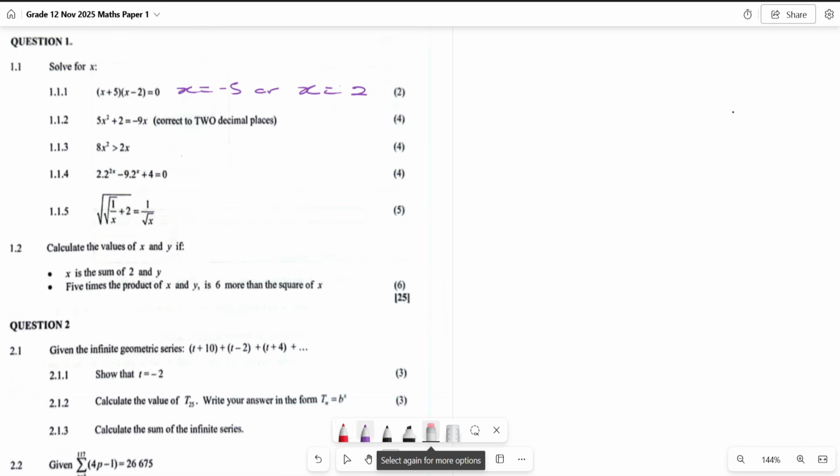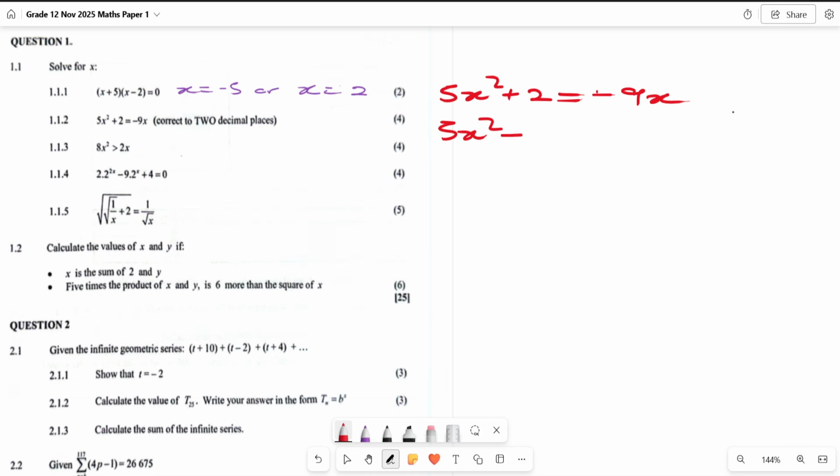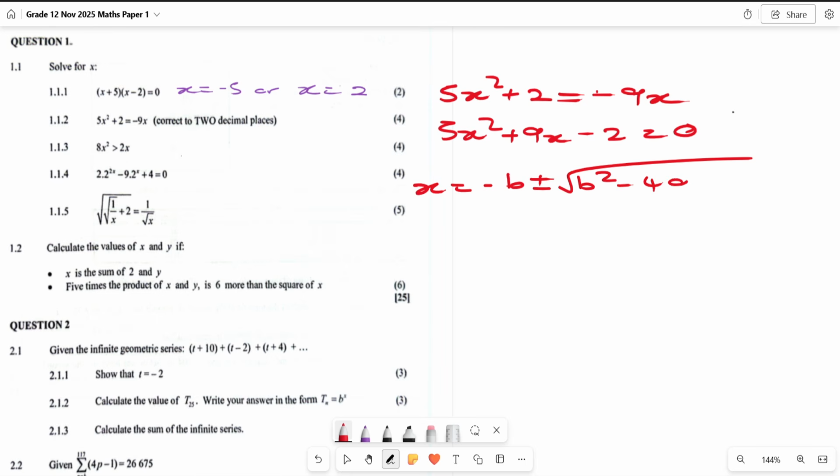Second question, we have the quadratic. I don't like the quadratic equation. 5x squared plus 2 minus, okay, we have 9, is equal to minus 9x. What I'll do, I'll just say 5x squared plus 9x minus 2 is equal to 0. Then x is going to be equal to minus b plus or minus the square root of b squared minus 4ac, all over 2a.